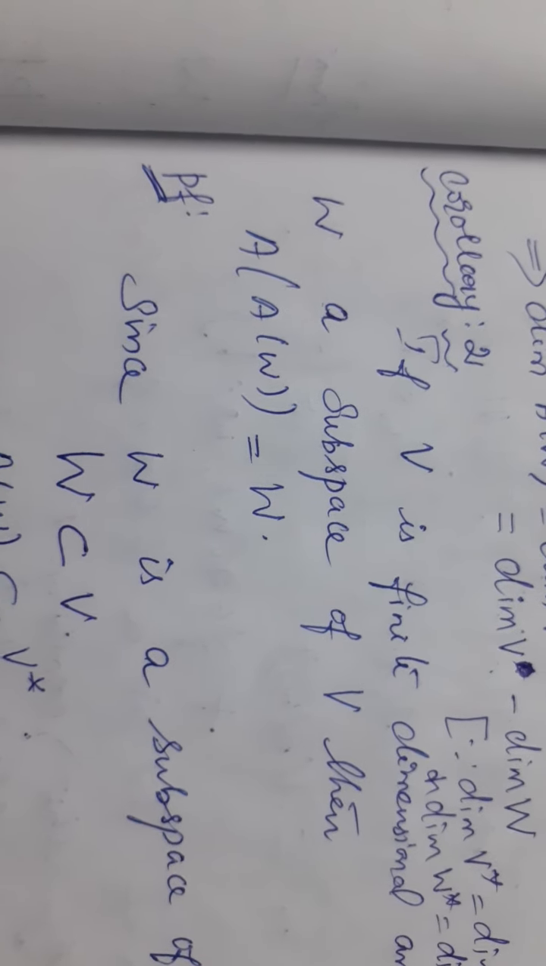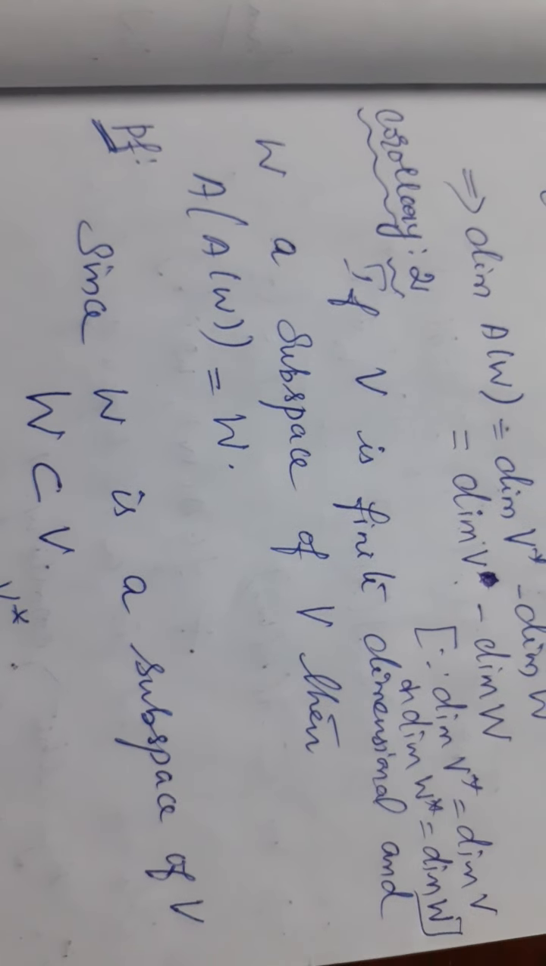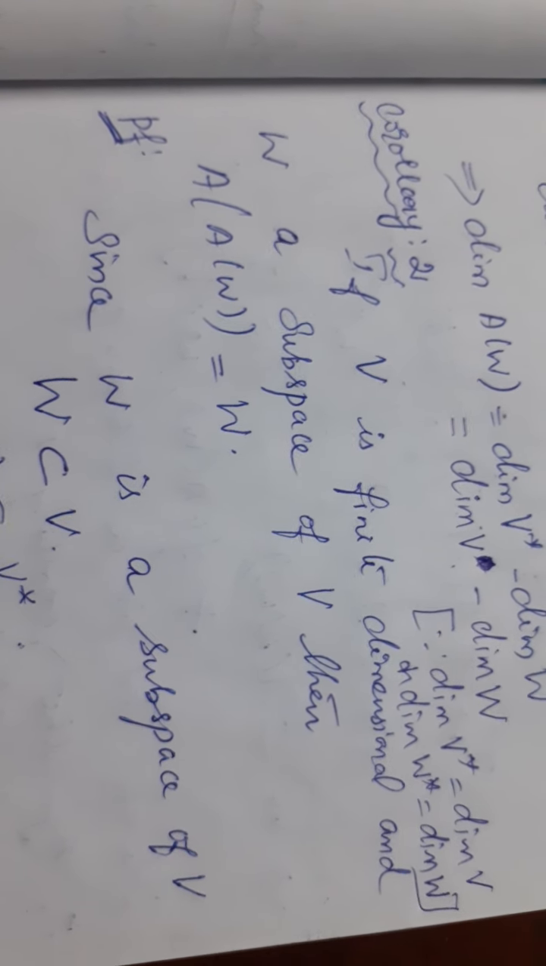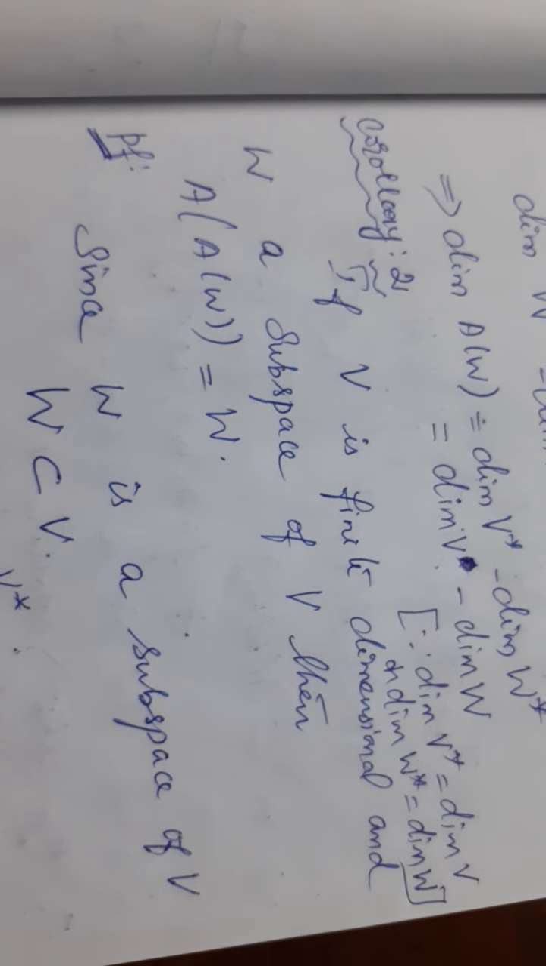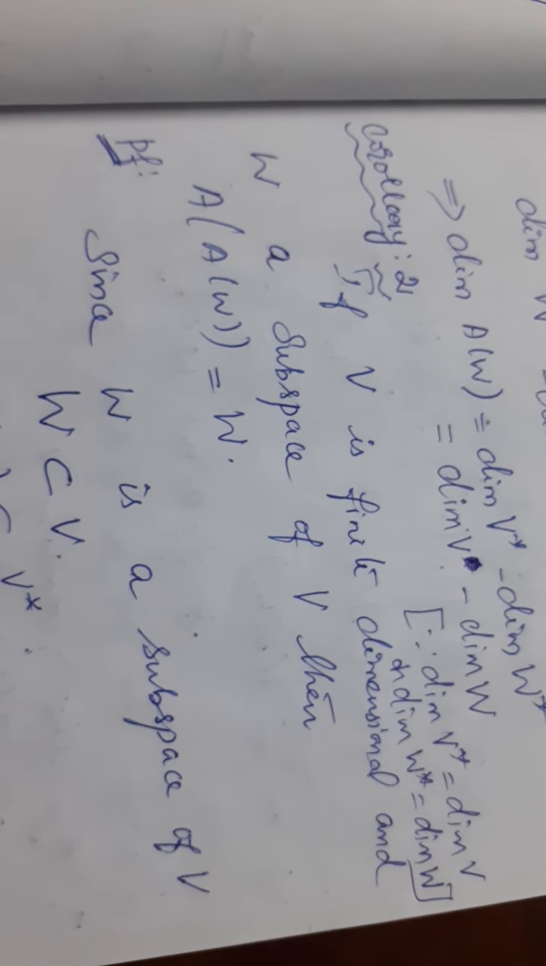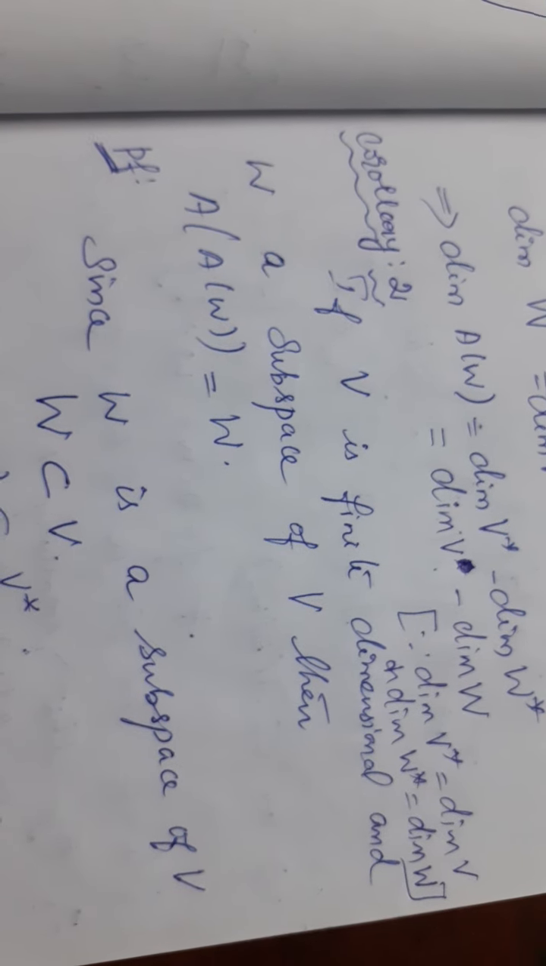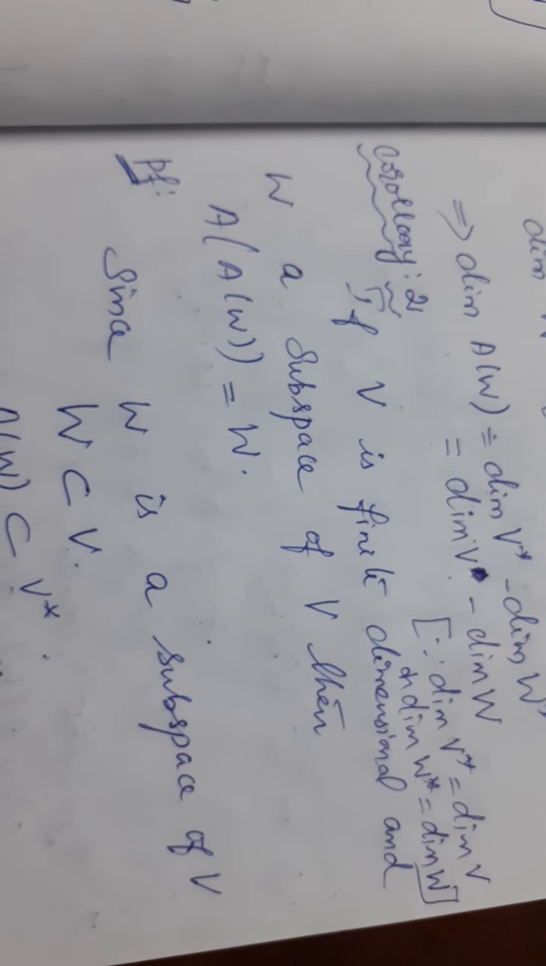The next one is corollaries. Corollary 2. If V is finite dimensional and W is a subspace of V, then the annihilator of A of W is equal to W. That is, A of A of W is equal to W. This is an important corollary.